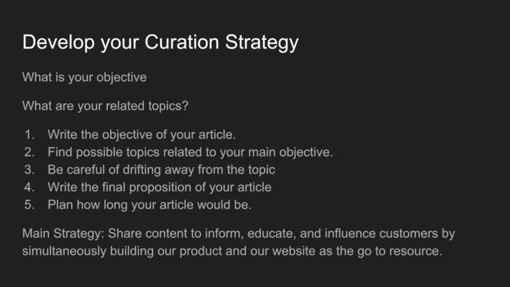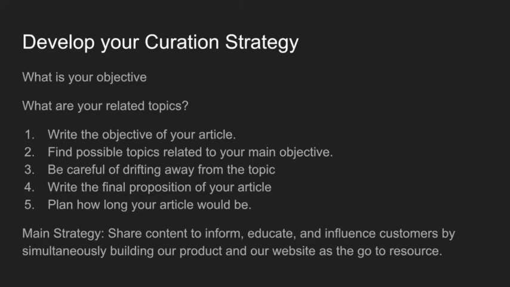And the fourth step is to write the final proposition of your article. So you have the objective, but you should also have the final proposition of your article. The fifth step is to plan how long your article will be. The choices that you have is to create an article with a minimum of 1,000 words, and it would be better if it is more than 3,000 words. But the minimum requirement is 1,000 words.